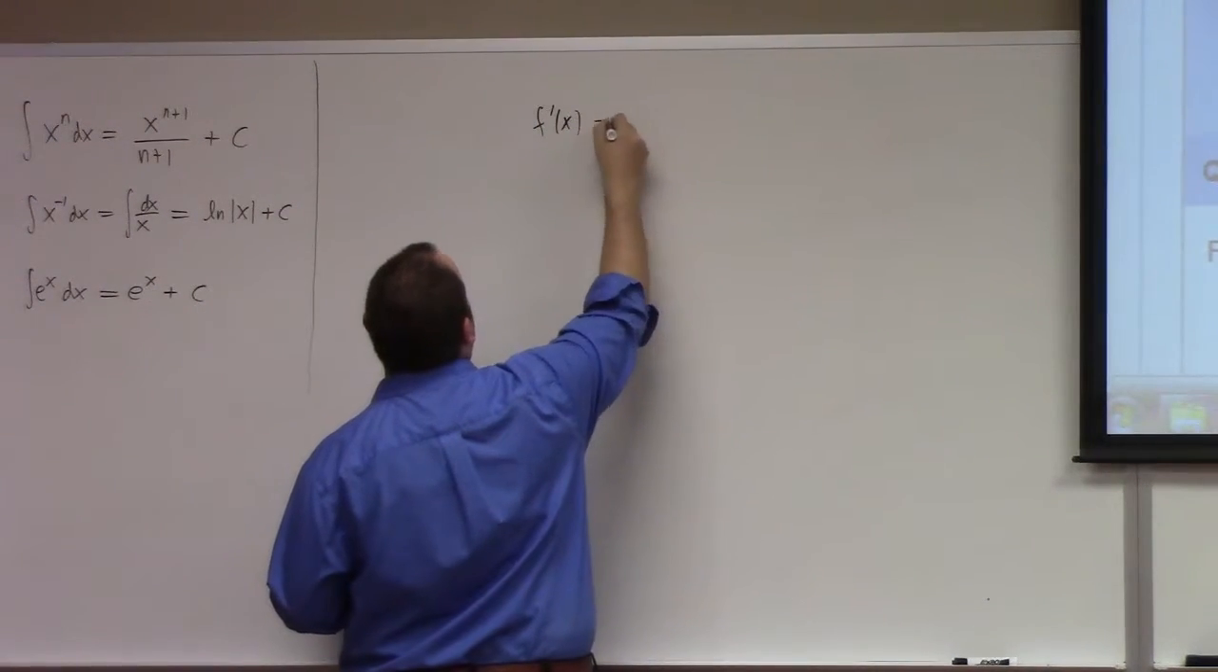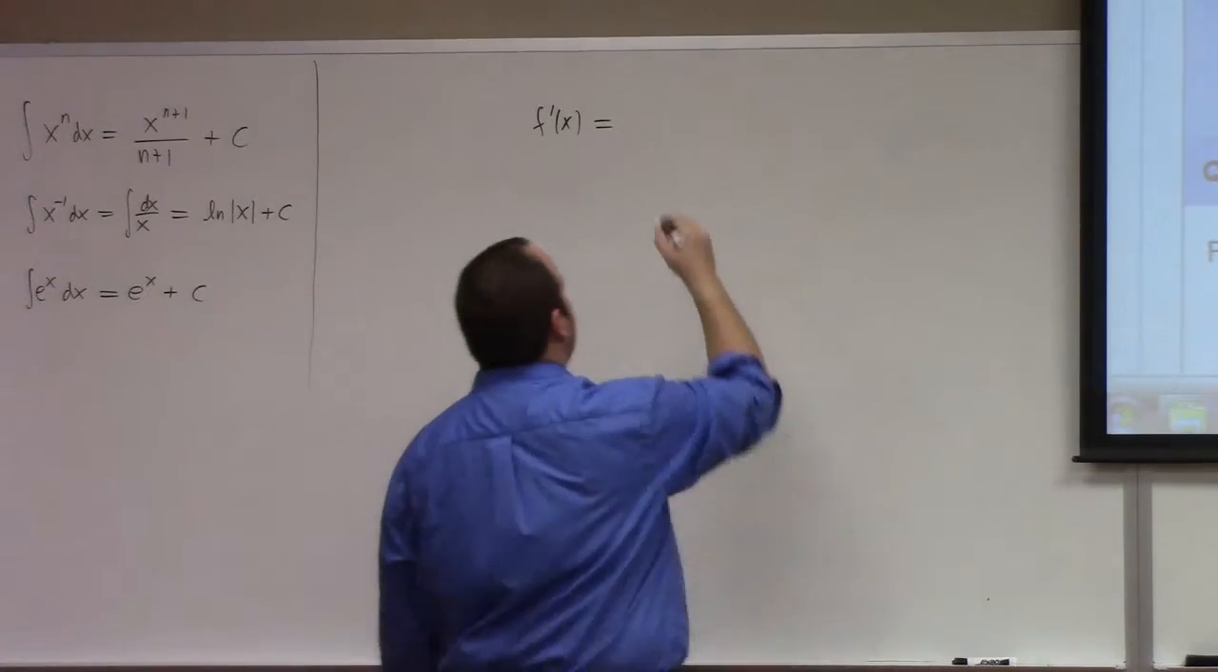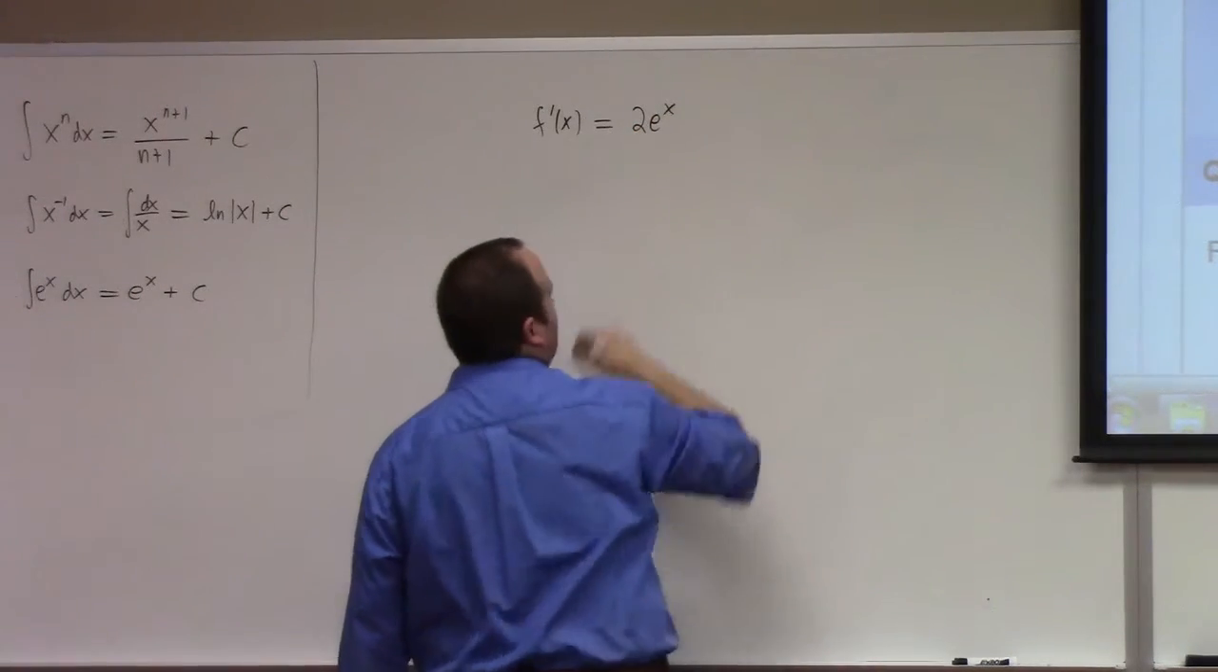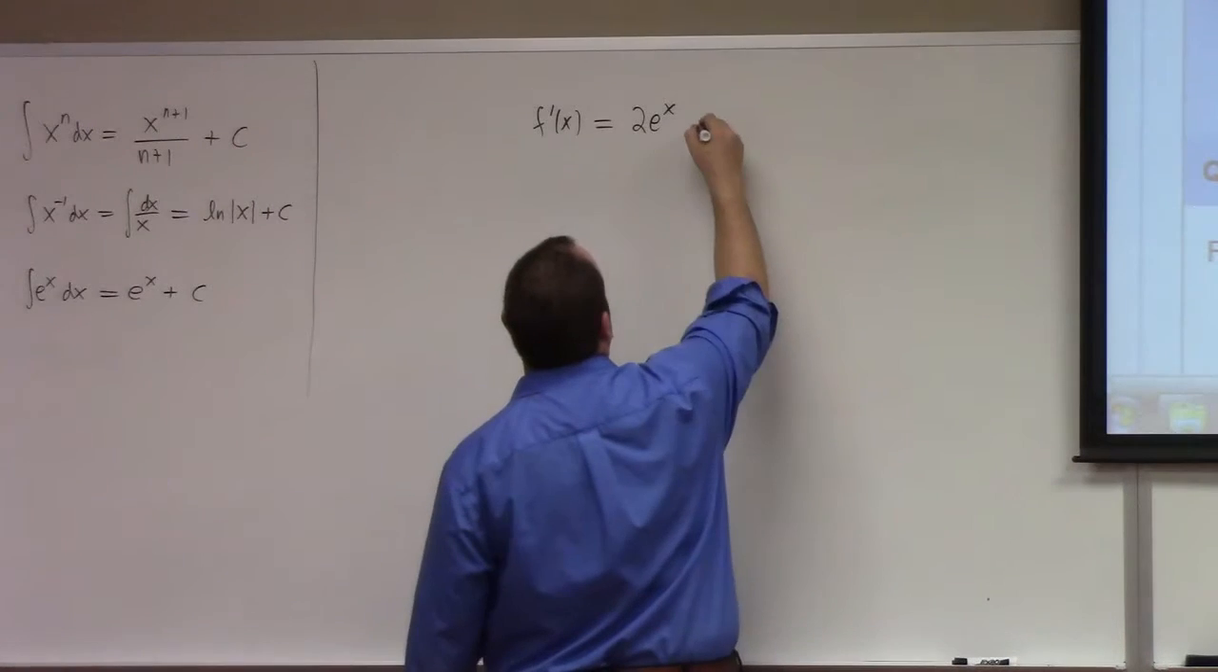F prime of x is equal to 2e to the x minus 4x.